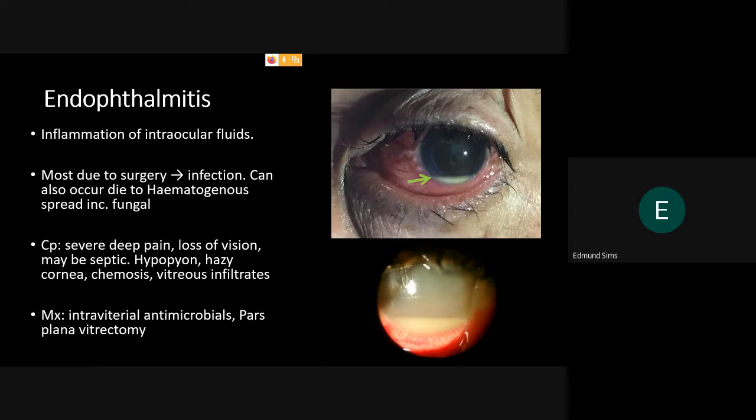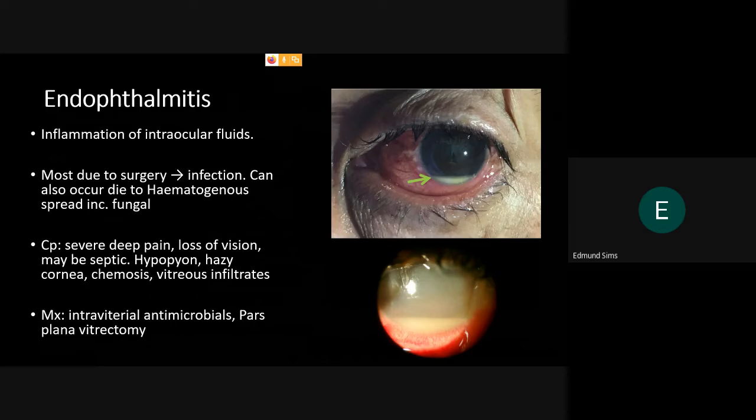Severe pain, loss of vision, there may be sepsis, and then hypopyon. I've got 2 pictures to illustrate your hypopyon. You can see right at the bottom of the eye a hypopyon, and a hazy cornea. You can see that quite nicely illustrated there. And if you manage to look into the vitreous chamber through the pupil, you'll see infiltrates.